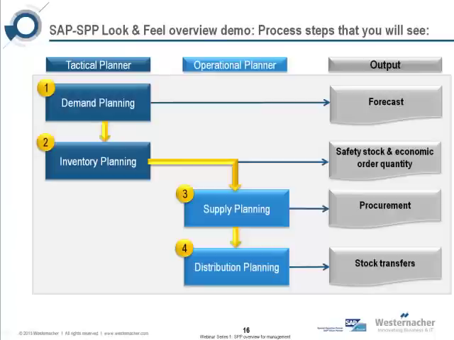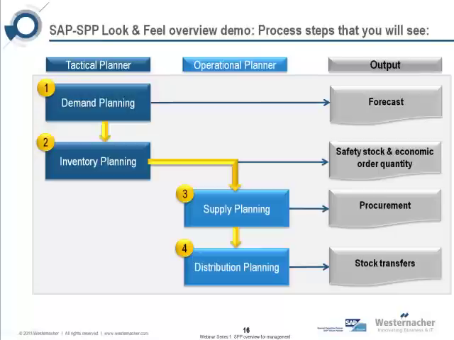Now, what will we show you during the SPP demo? First of all, we have two roles. The technical planner, looking ahead in the planning process in dark blue, and the operational planner, who does the daily work based on the results of the technical planning in light blue. In each scenario, the planners do something in SPP that results in an output, which is shown in gray. Firstly, a technical planner runs the demand planning process and gets a forecast as output. Based on the demand forecast, the planner then runs the inventory planning process and gets the results of the safety stock and economic order quantity calculations.